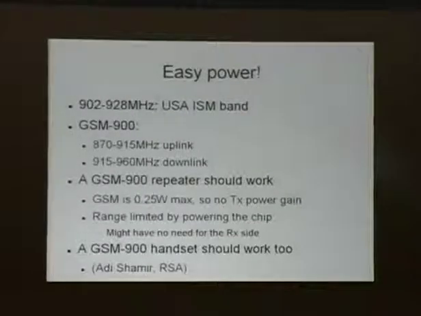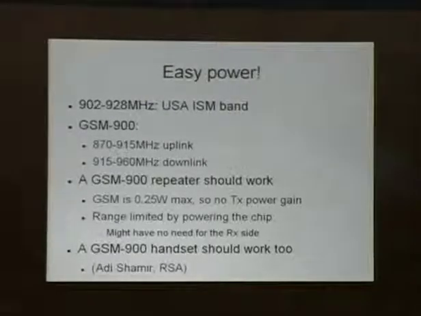Scale back again and look at what we can do really easily. Well, 902 to 928 megahertz. In the US, it's an ISM band. In Europe, it's a GSM band. So if we look at the GSM 900 frequencies that are used in Europe, the uplink and downlink frequencies nicely bisect that ISM band. So we can use off-the-shelf GSM equipment to amplify our signals, to use as antennas, to talk to these tags. It'll all work because it's in the right band.